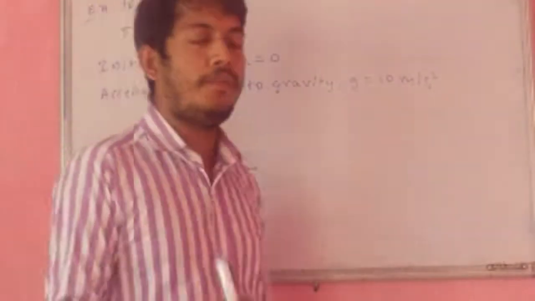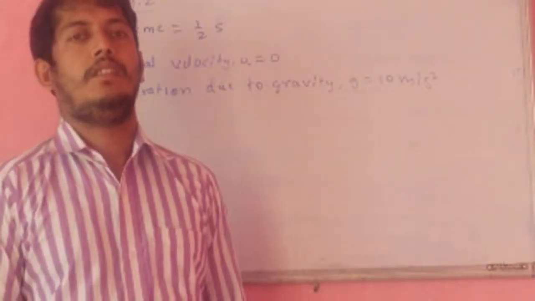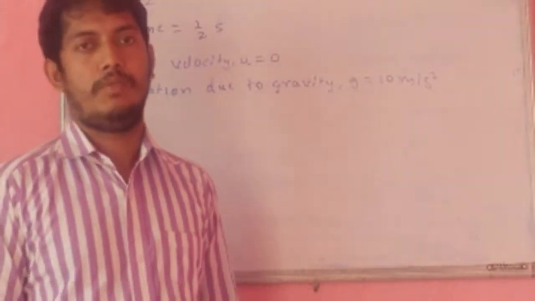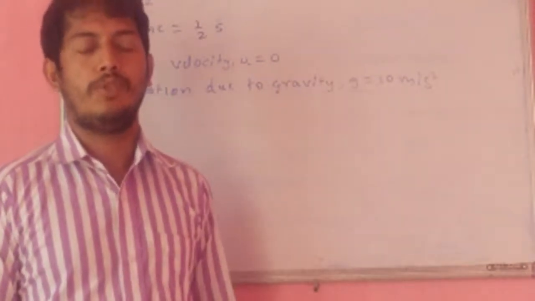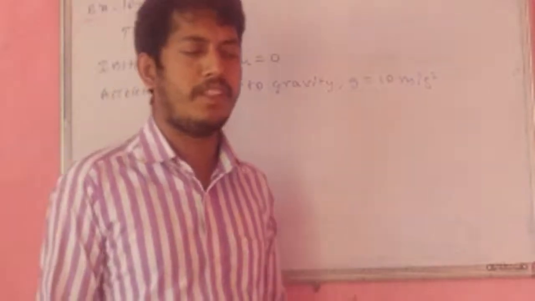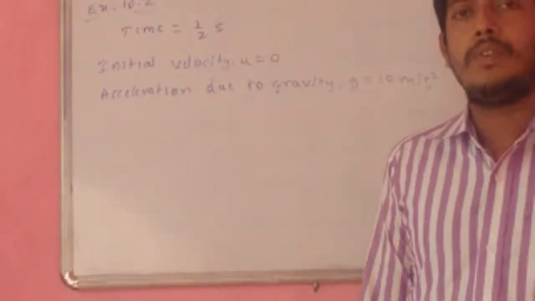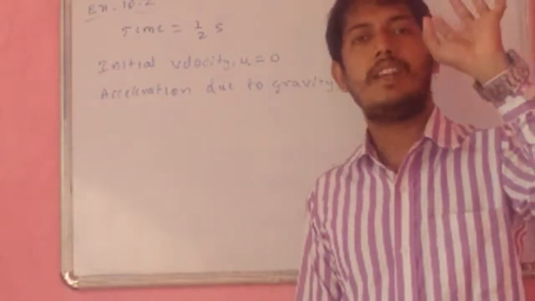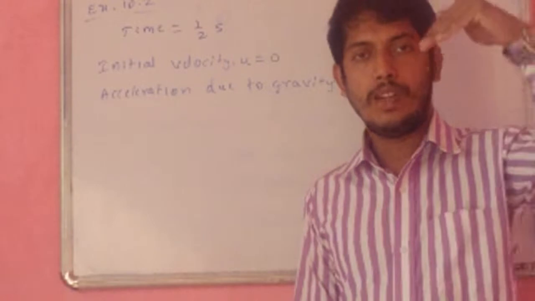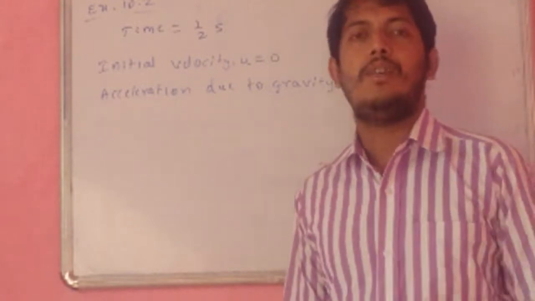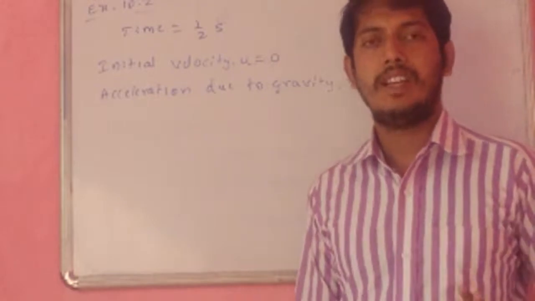If the object is moving upward, then we have to consider it negative. If the object is moving downward, then we have to consider it positive, because gravitation is an attractive force on the object because of Earth. The Earth attracts every object towards its center. Therefore, in the downward direction, the value of g is positive. In the upward direction, we have to consider that as negative.